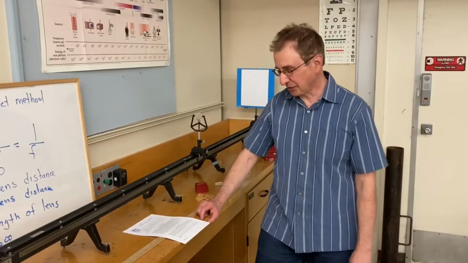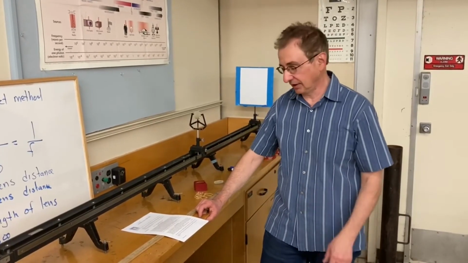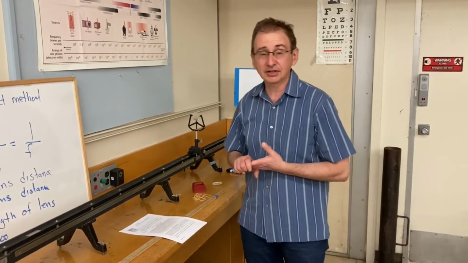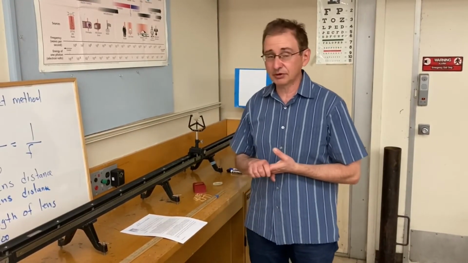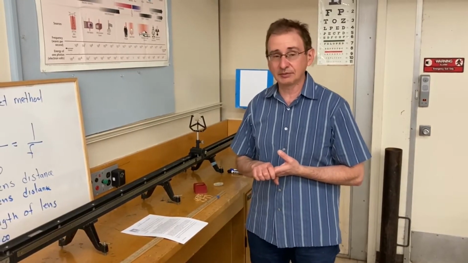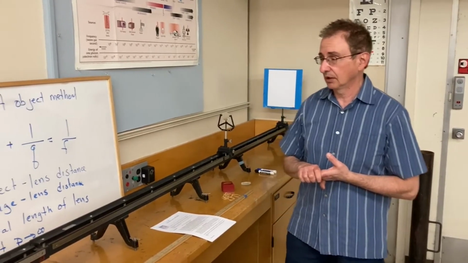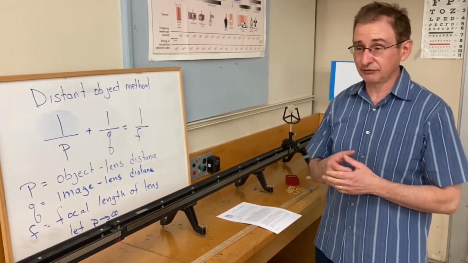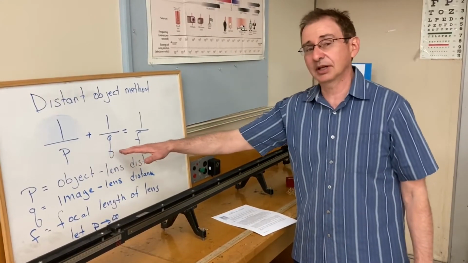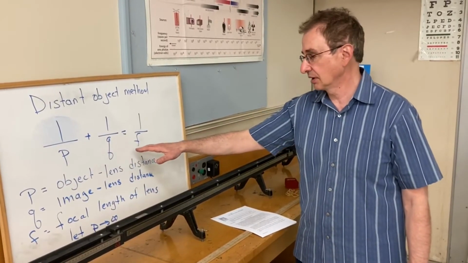That's it. Hello everybody. I want to talk about the next lab that we're going to be doing, which is the lenses, mirrors, and ray tracing lab. For now I want to focus on the first part of part 1, which is the distant object method. The equation we're going to be using for the most part in this lab is this one. This is the object image formula for a thin lens.